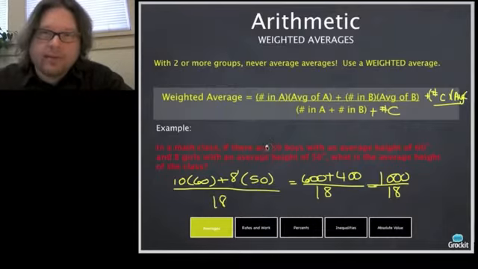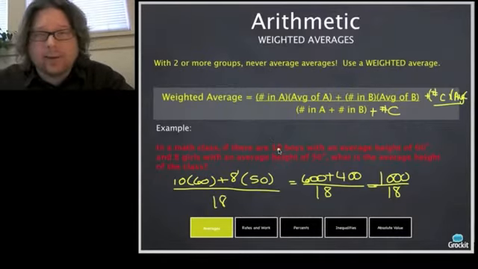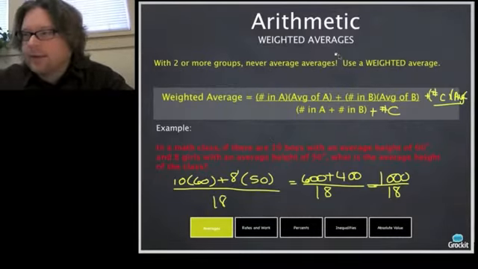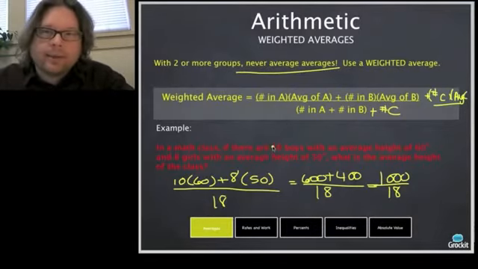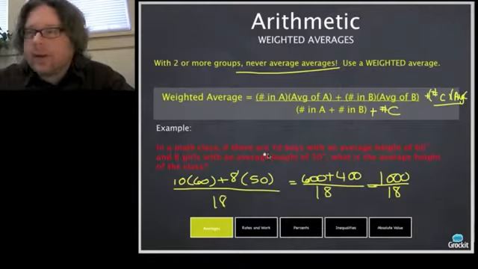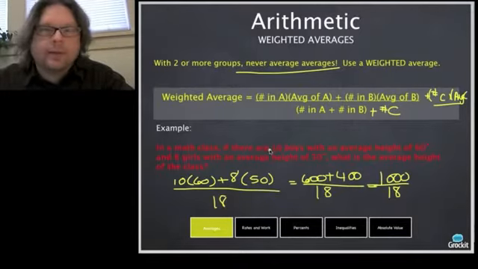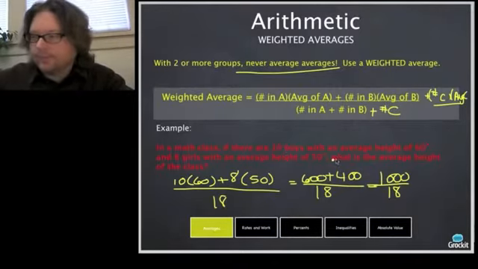Now, the only time you could average the averages, I should point this out in case you were wondering, since I say never average averages: if there were the same number of boys and girls, then you could average the 2. But if they're different, you need to use the weighted average. Ta-da!